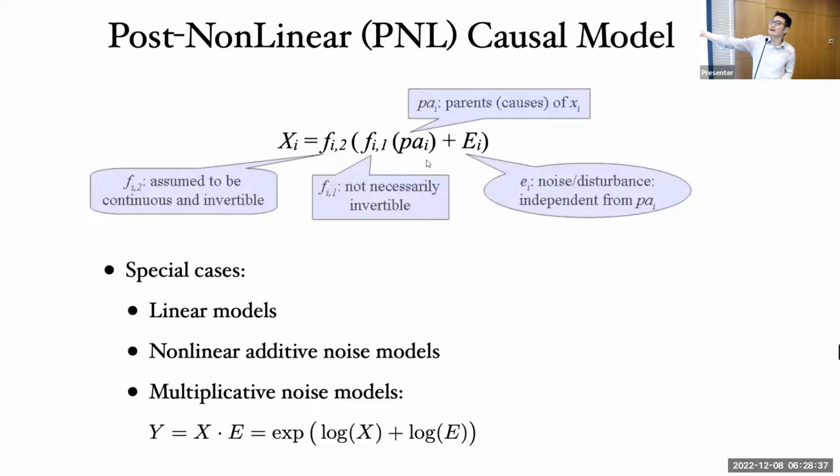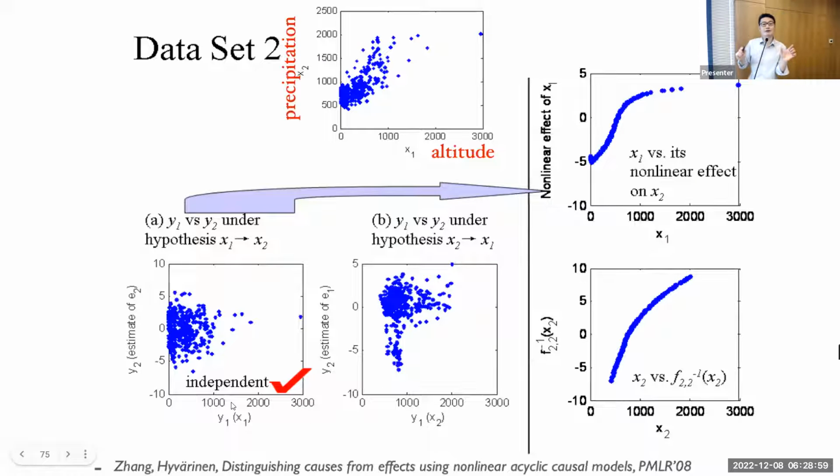Why do we have these two nonlinear functions? It's because the second nonlinear function usually cannot be ignored. It could be sensor distortion or measurement distortion. In biology, for instance, whenever you use an instrument to measure something, there's a distortion. As you can see, the model contains linear models, nonlinear additive noise models, or even multiplicative noise models as special cases. Now, even for this model, you can really distinguish between cause and effect. You can see the asymmetry between the two variables.